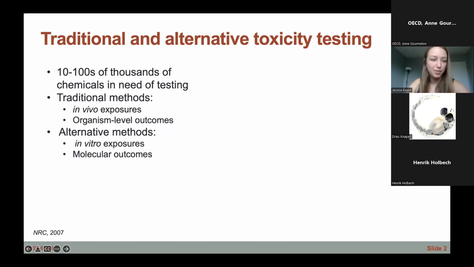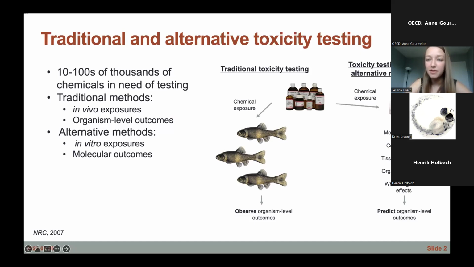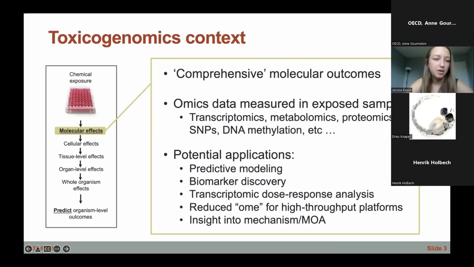So just for some very brief overview context of where toxicogenomics data fits in this effort to replace traditional toxicity tests where we're conducting in vivo exposures and measuring organism level outcomes, we're trying to develop these alternative tests that conduct, for example, mainly in vitro exposures, measure molecular level outcomes, which are then used to predict organism level outcomes. That's the big picture where toxicogenomics data fits in.